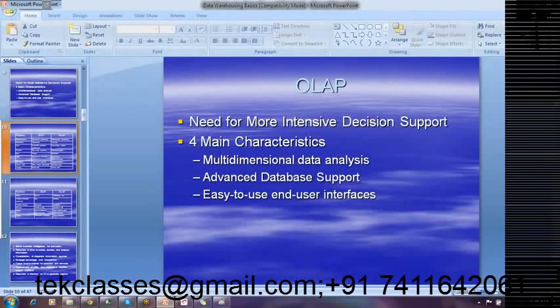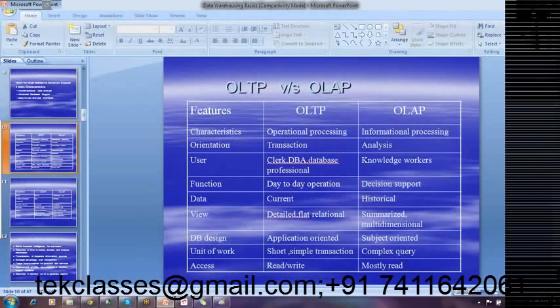So let's understand the differences between the OLTP system and the OLAP system. The OLTP system is used for operational purposes, for day-to-day operations, and the OLAP system is used for informational processing. In the sense, the OLAP system will give you information about your business. The OLTP is a transaction-oriented application, used for day-to-day operations, and the OLAP application, a separate data warehouse you design, is used for analysis purposes.